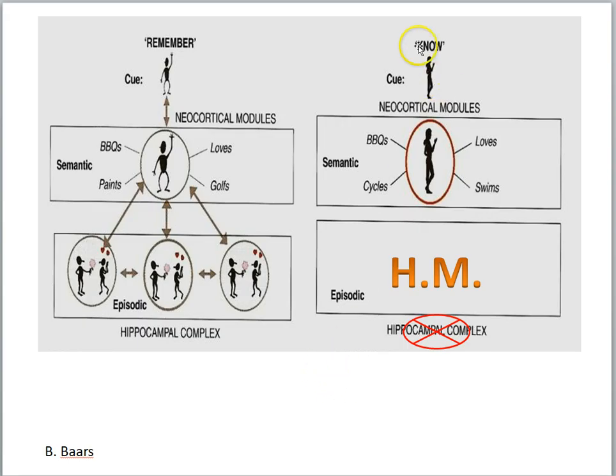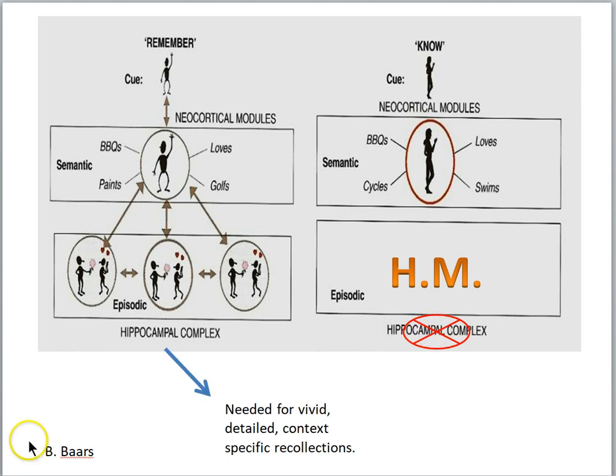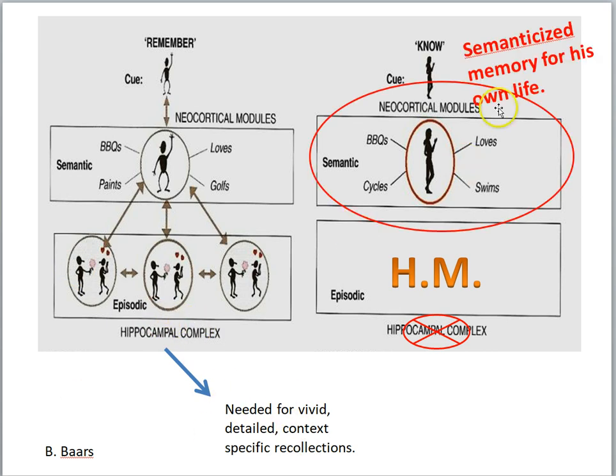Using our other diagram, the difference between knowing and remembering, it's as if H.M. might know about his past. He might have semantic information about his past, about himself in the past, but he lacks the ability to retrieve the vivid, detailed, context-specific episodic memories because he's lost his hippocampus and surrounding tissue. And so on this view, then, the hippocampus and the surrounding tissue is needed for the vivid, detailed, context-specific recollections. For patients who have lost this memory system, the only thing that remains is a semanticized memory for their lives.